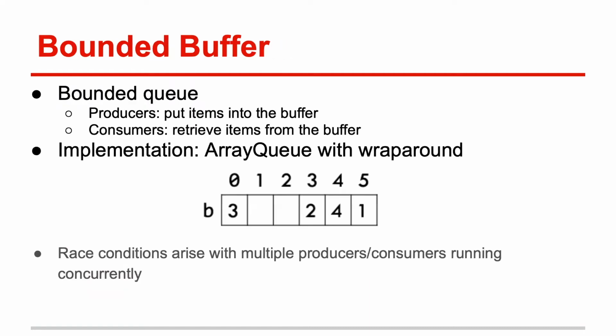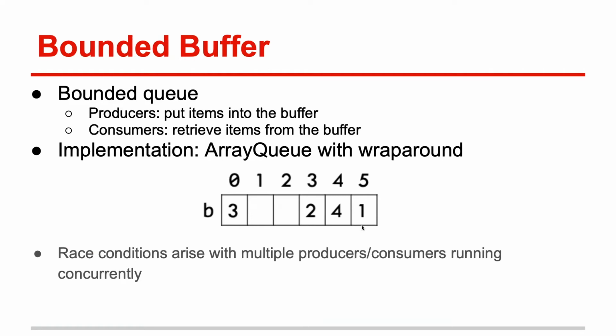Okay, and so we'll diverge to the bounded buffer problem because you do have to be somewhat familiar with it on your final. So a bounded buffer you can think of as just a bounded queue, a queue with a limited number of entries. The operations on your bounded buffer involve producers and consumers. Producers put items onto the buffer and consumers retrieve items. The implementation you should probably be familiar with is the array queue implementation we showed in lecture, right?